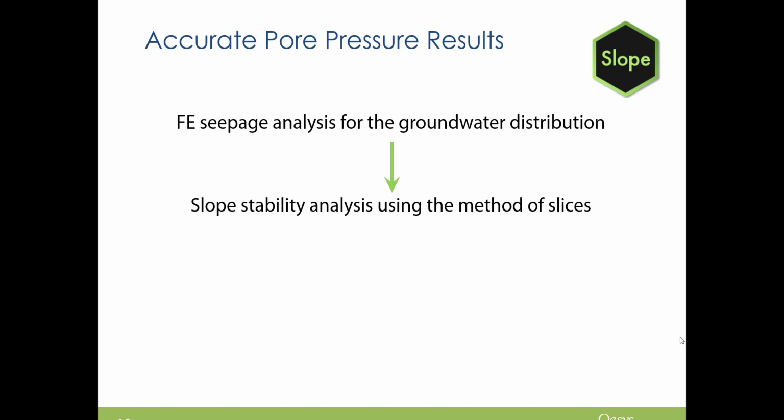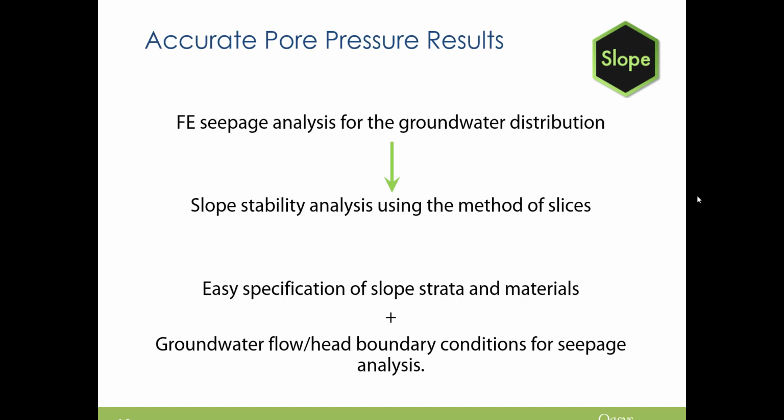So in terms of calculating pore pressures, the strength of Slope is its simplicity. So using the method of slices gives you a quick and thorough analysis. But we now incorporate FE seepage analysis for the groundwater distribution. So it's the best of both worlds, really, because you can easily specify slope strata and material, so it's much easier than using 2D FE analysis. But you also have the option of specifying groundwater flow and head boundary conditions for seepage analysis.